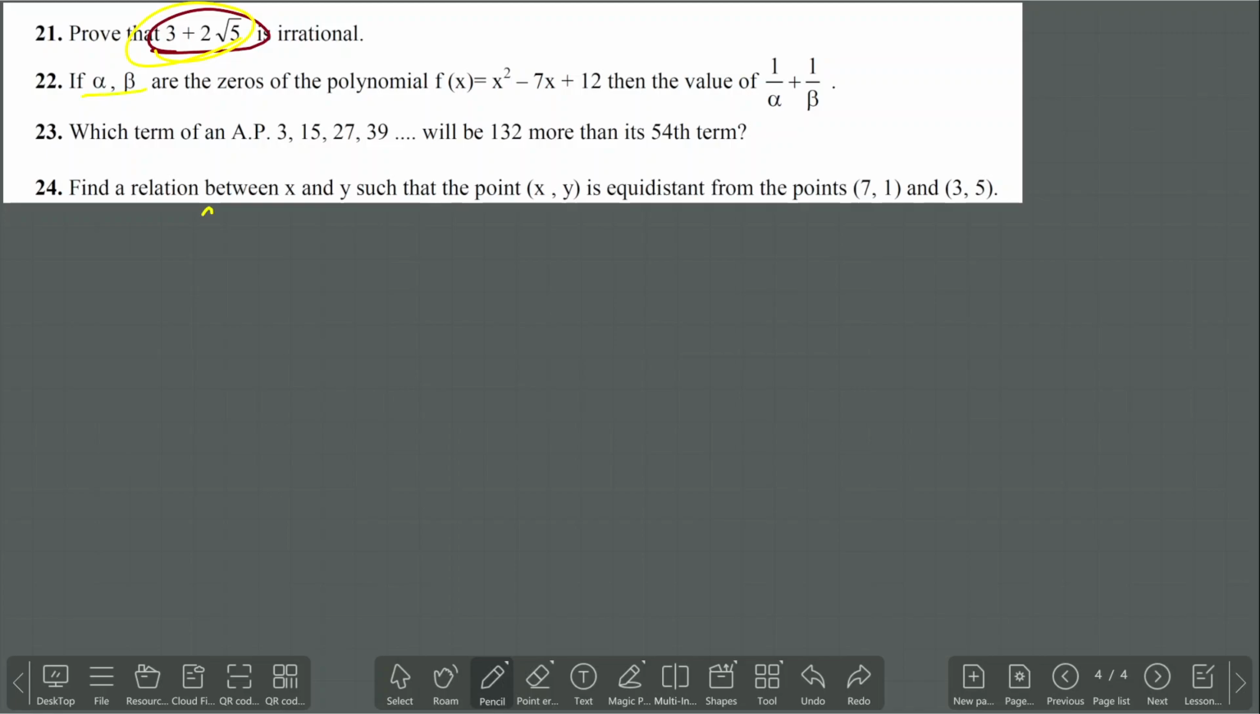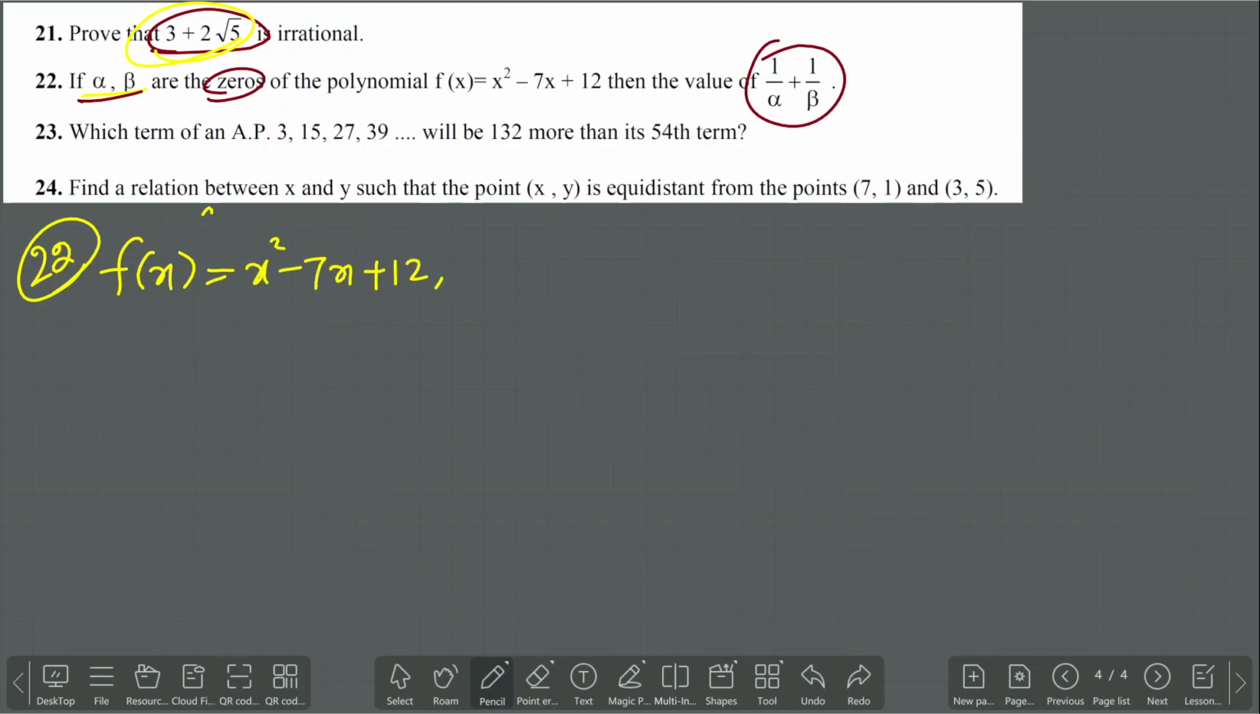Alpha and beta are zeros of the polynomial. Then we have to find 1 by alpha plus 1 by beta. It's an important, innovative question. First I am writing the given question, question number 22, my dear: f of x equal to x square minus 7x plus 12, and they asked to find 1 by alpha plus 1 by beta equal to what?